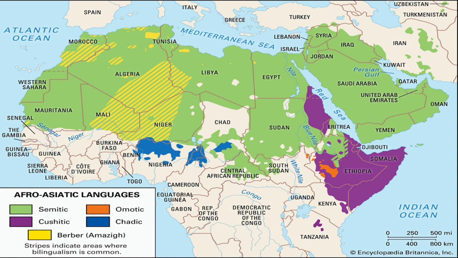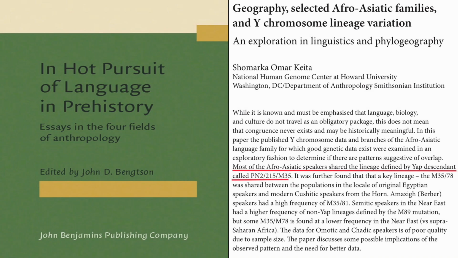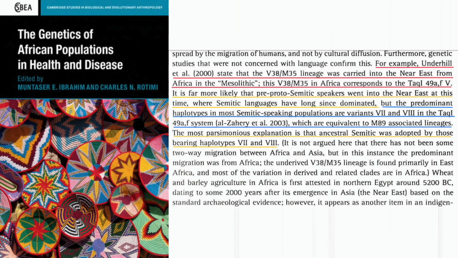Therefore, I believe Shem is haplogroup DE, since Afro-Asiatic populations descend from this haplogroup, more specifically haplogroup E-P2 or EV38/M35. According to the book In Hot Pursuit of Language and Prehistory, it reads, most of the Afro-Asiatic speakers shared the lineage defined by the Y-AP descendant called PN2-215-M35.